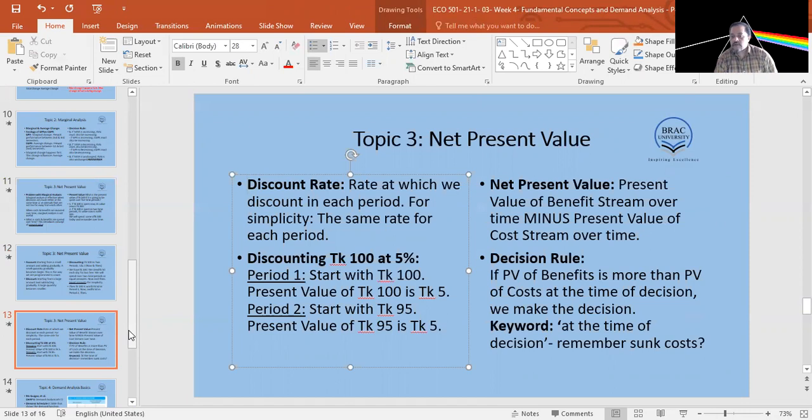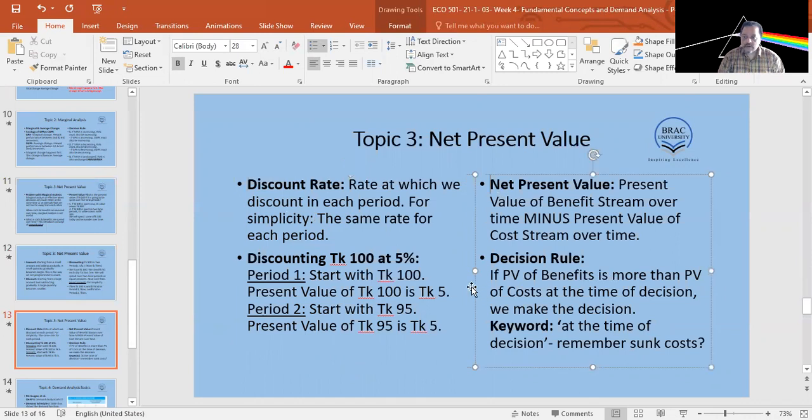So if a discount rate of taka 100 is say 5%, we start with taka 100 in period one, it's worth taka 5. We discount it, we go to period two now, we start with taka 95. Still 95 is worth taka 5 to us because we are going to discount 5 taka more. Okay. Then this is to introduce what we mean by discounting rate.